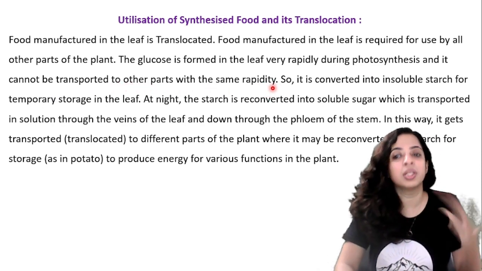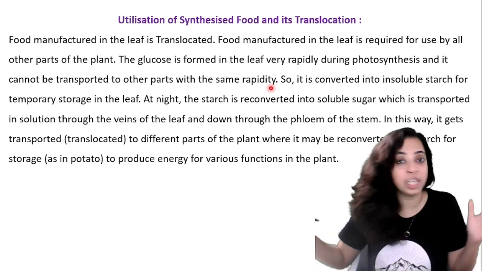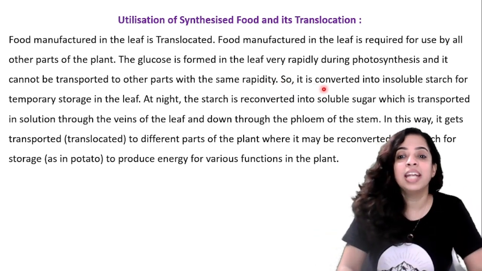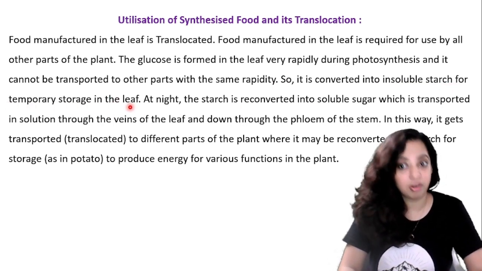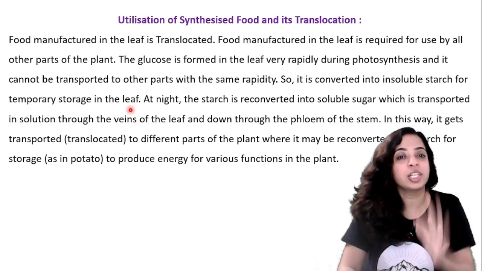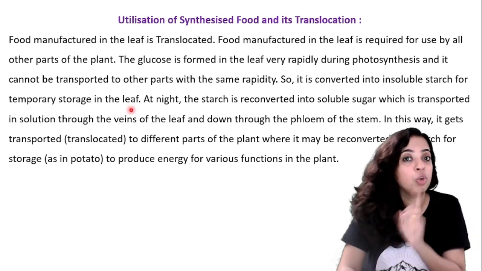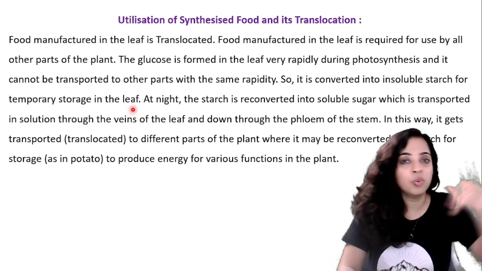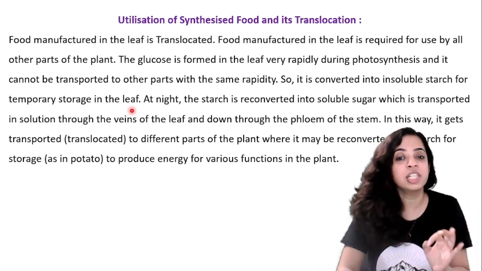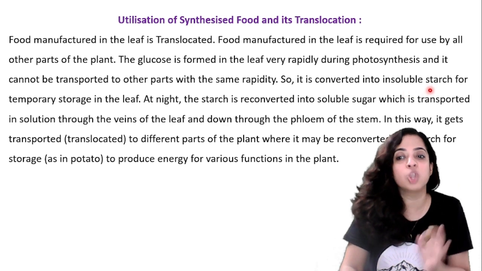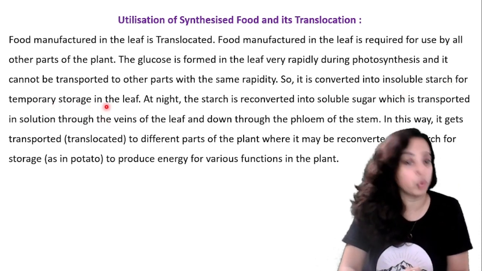जितनी स्पीड से वो बनता है उतनी ही स्पीड से सभी पार्ट्स पे नहीं जाता है. What happens? It is converted into insoluble starch for temporary storage in the leaf. Okay, temporary leaf में storage करने के लिए it has to be insoluble starch. Soluble होगा तो वो water में dissolve होकर transport हो जाएगा, हमें store करना है. So for storage, first it is converted into insoluble starch for temporary storage.